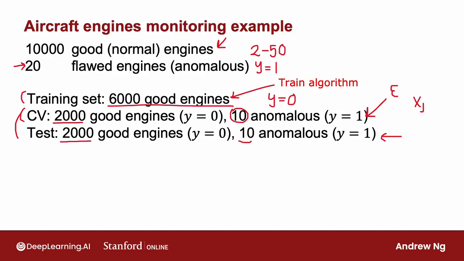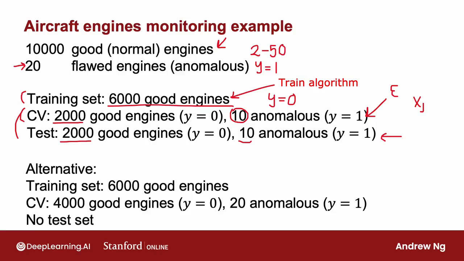Because the number of flawed engines is so small, there's one other alternative that I often see people use for anomaly detection, which is to not use a test set, but to have just a training set and a cross-validation set. So in this example, you would still train on 6,000 good engines, but take the remainder of the data, the 4,000 remaining good engines, as well as all the anomalies, and put them in the cross-validation set. And you would then tune the parameters epsilon and add or subtract features xj to try to get it to do as well as possible as evaluated on the cross-validation set.